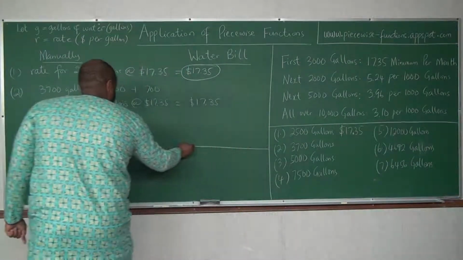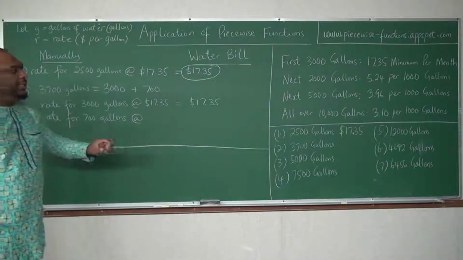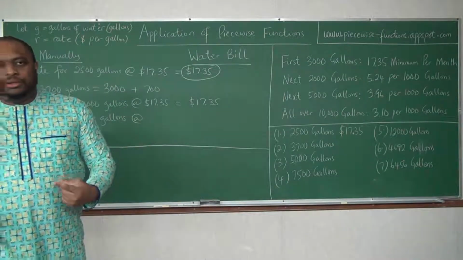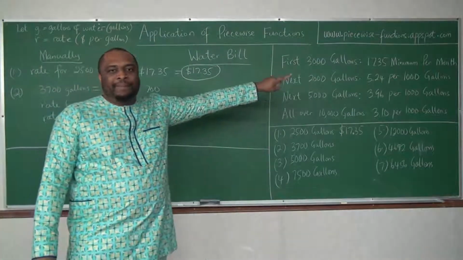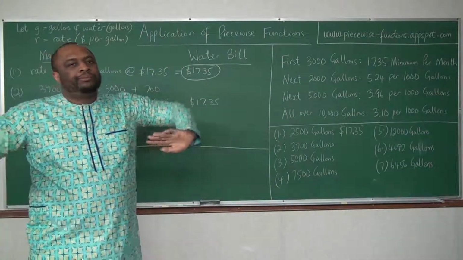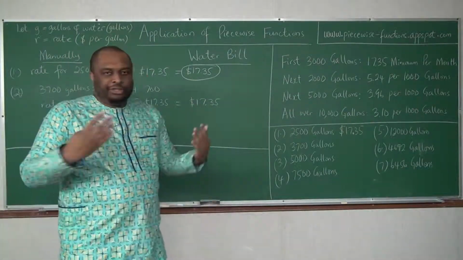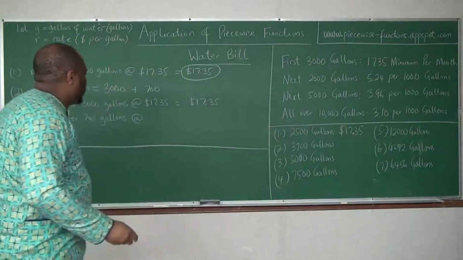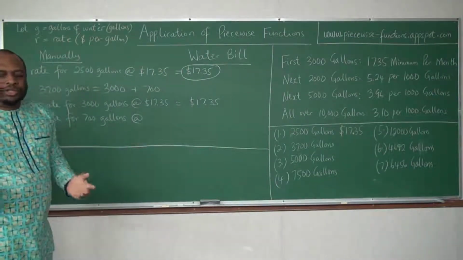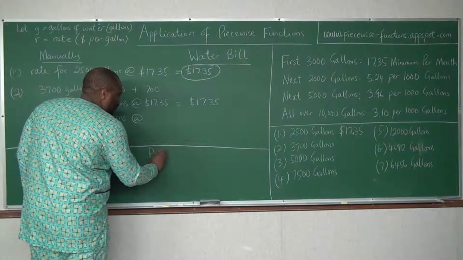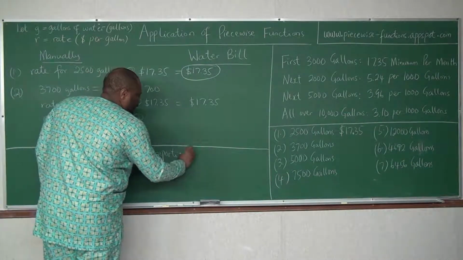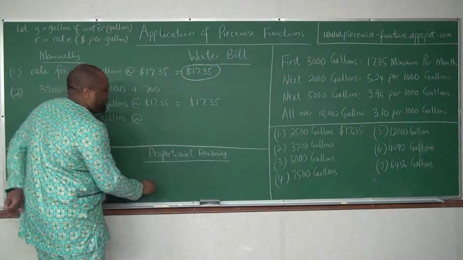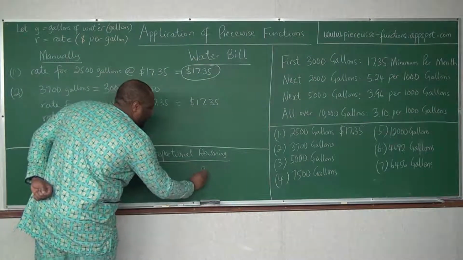I'm going to come here. Let me draw a line. So this is our rate. We want it to be dollar per gallon. We do not want it to be dollar per 1,000 gallons. To make it easier, I can still show you how to work this with that, but we don't want that. Let's just do it per gallon. So now you just use what we call proportional reasoning.